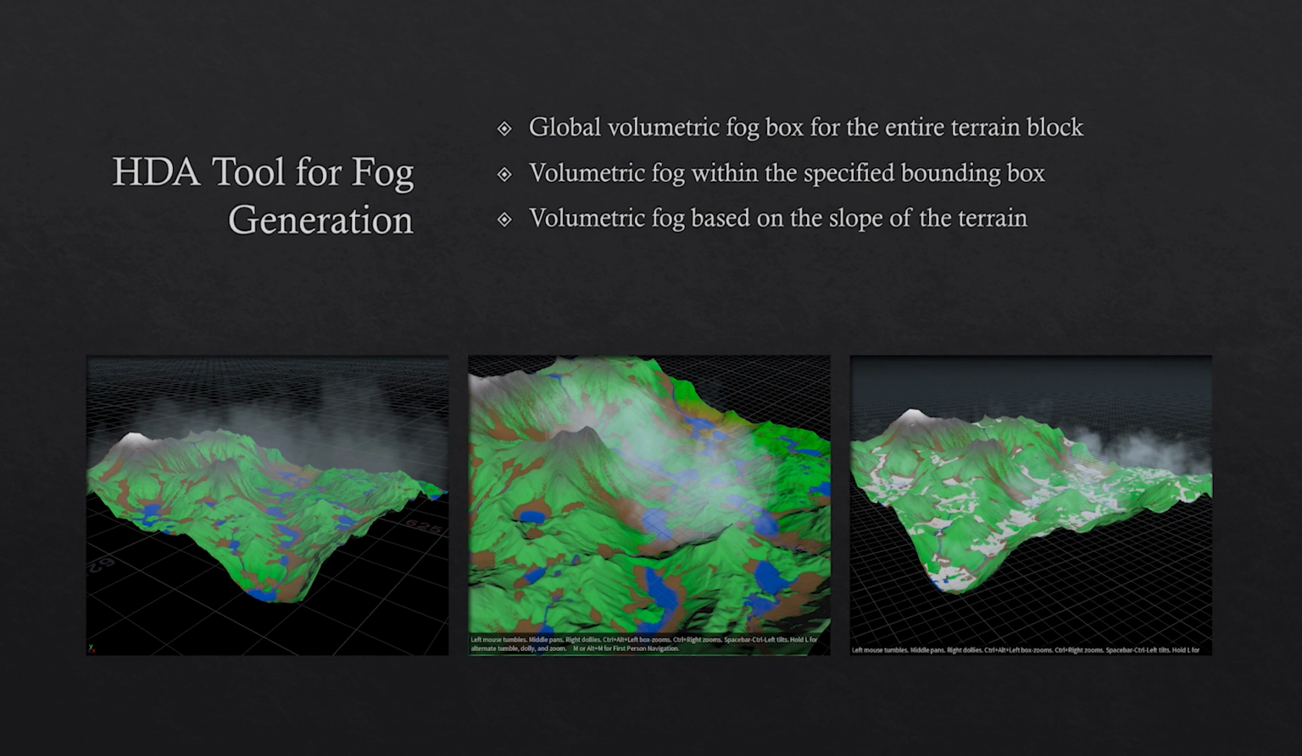We developed an HDA tool for generating volumetric fog for terrain, which consists of 3 parts. 1. Generate a global volumetric fog box for the entire terrain block. 2. Generate volumetric fog within a specific bounding box. 3. Generate volumetric fog based on the slope of the terrain.